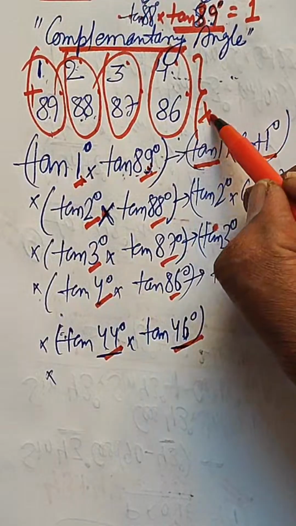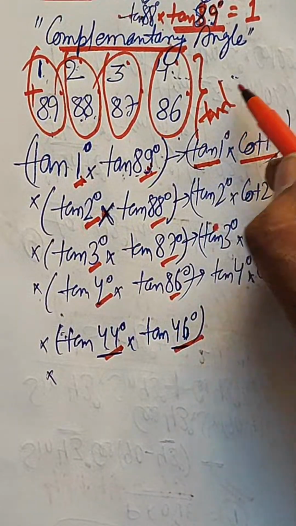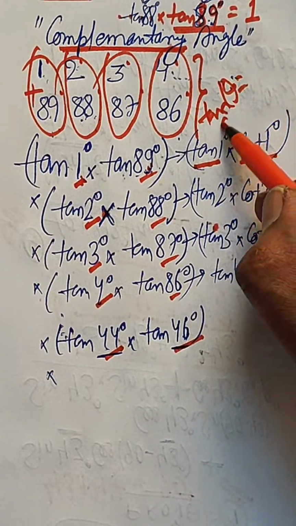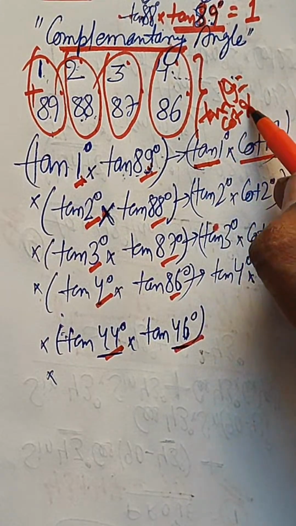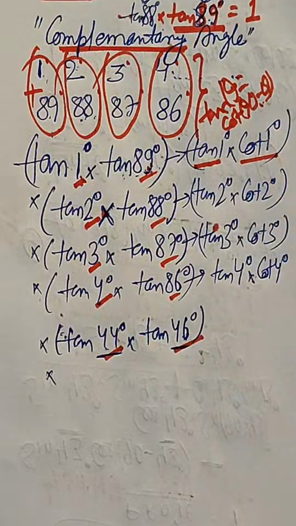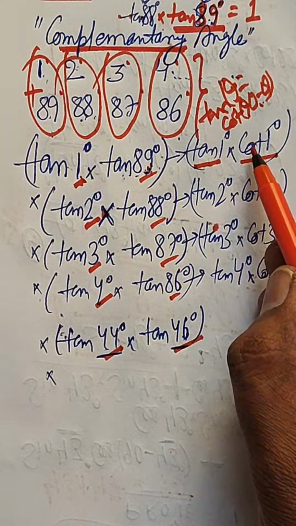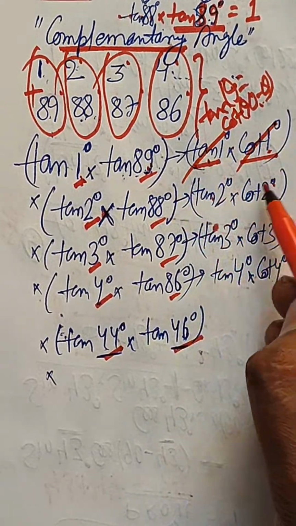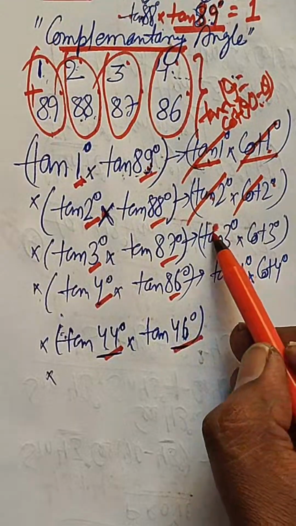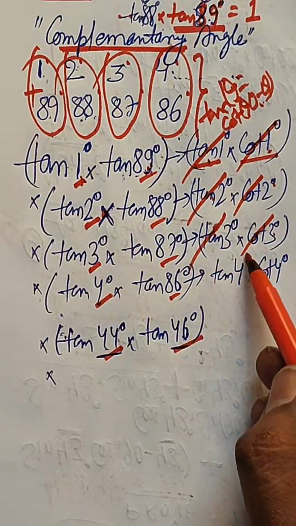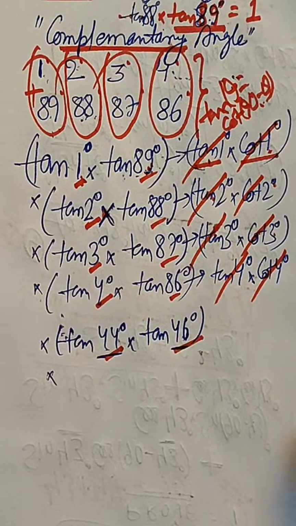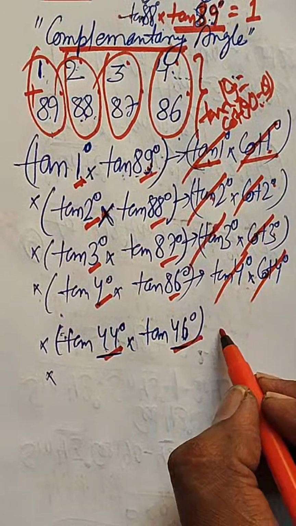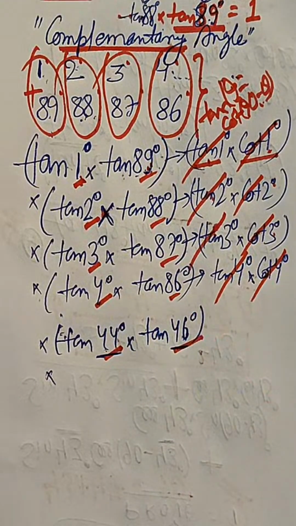You know that tan of theta is equal to cot of 90 minus theta, right? So here you can see tan 1 and cot 1 will be cancelled out, tan 2 and cot 2 will be cancelled out, tan 3 and cot 3 will be cancelled out, tan 4 and cot 4 will be cancelled out, and here again tan 44 and cot 44 will be cancelled out, right?